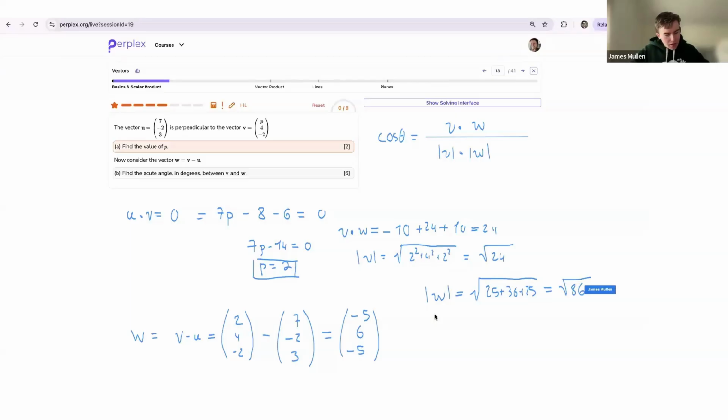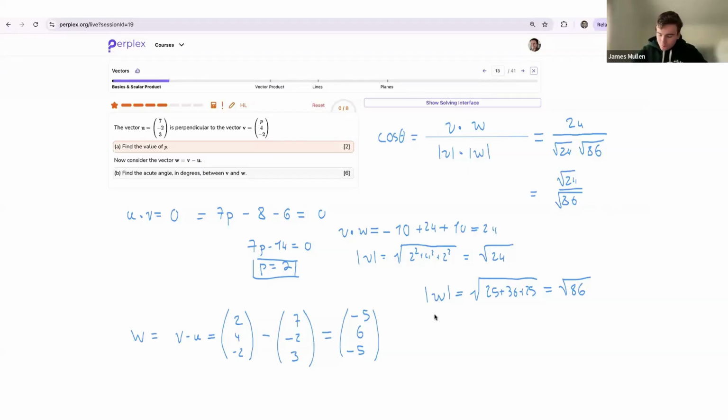All right. Now, that means that finally cosine of theta is going to be 24 over square root of 24 square root of 86. Okay. And you can simplify that if you want as the square root of 24 over the square root of 86. And that makes your life a little bit easier. Now we're going to have to use our calculator.